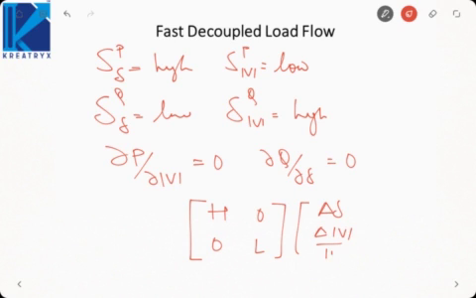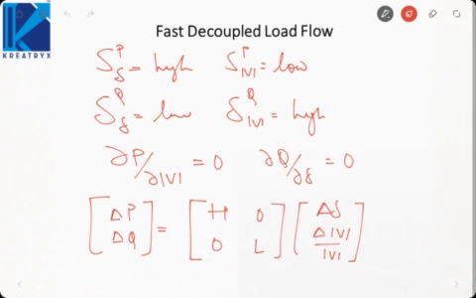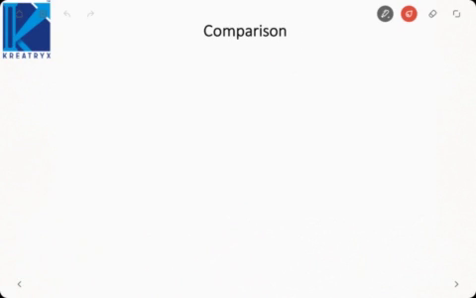So this way the solution becomes simpler and hence it becomes faster. That is why it is called the fast decoupled load flow method. Why decoupled? Because I have decoupled the equations of P and Q. Now P depends only on delta, Q depends only on mod V. So let me compare all the methods.